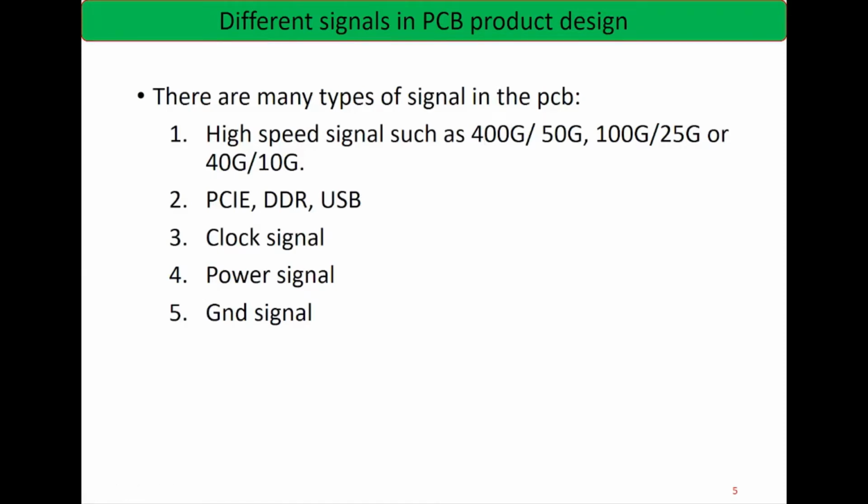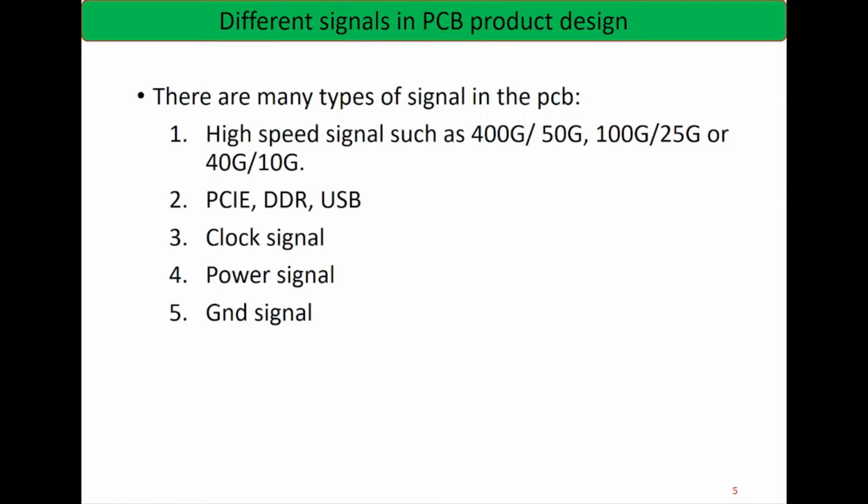Another are PCIe, DDR, USB. I will discuss PCIe, DDR and USB in detail in further slides. Another one is the clock signals. Clock signals are also very important signals. Then power signals and the ground signals. These are the basic types of signals available in the PCB.